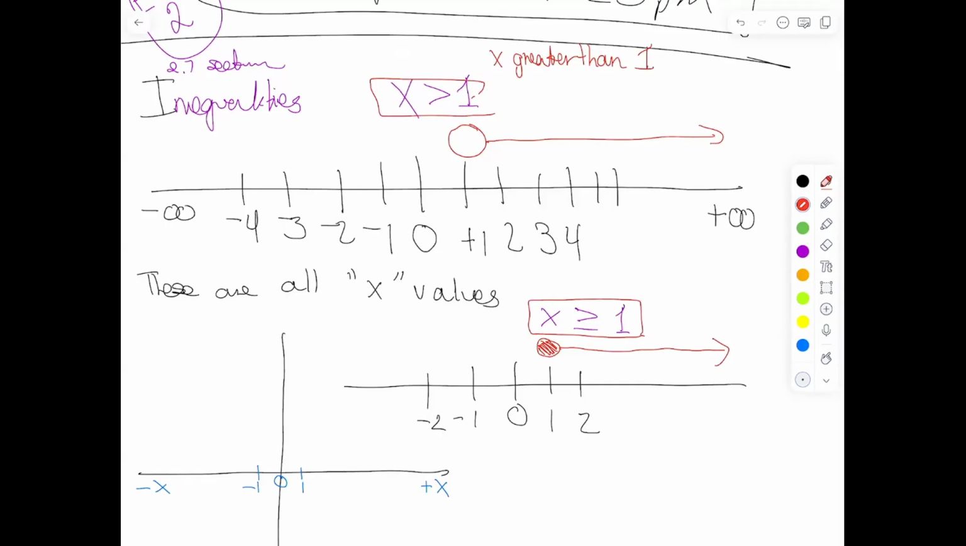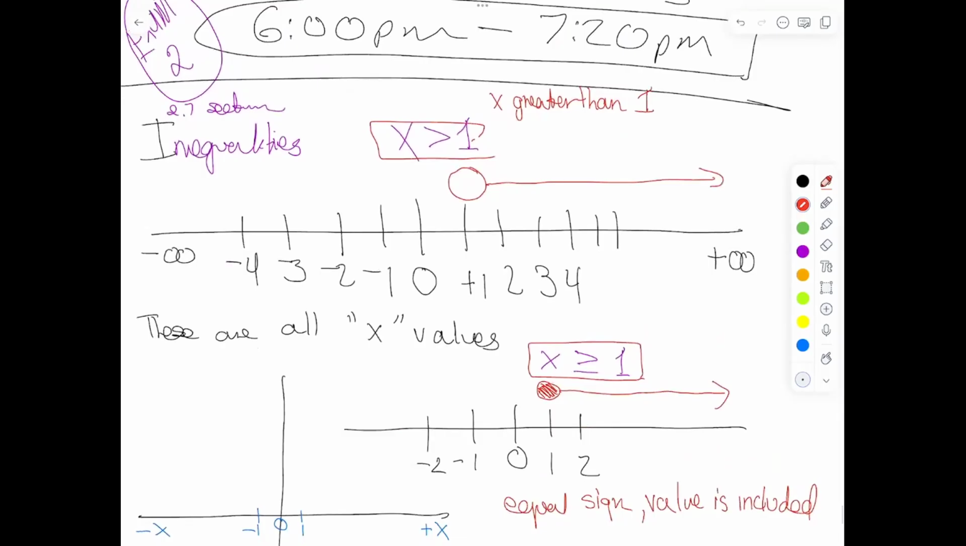What do you see? 1 is filled in. 1 is included, right? So whenever you have an equal sign underneath the greater than or less than sign, that means that the value is included. Now, what happens when there's no equal sign? When there is no equal, do you guys agree this does not have an equal sign? It's not included.